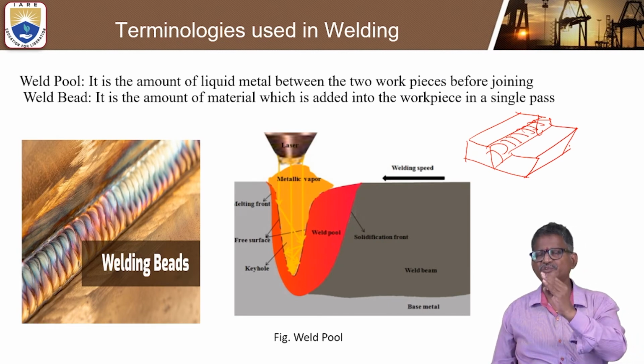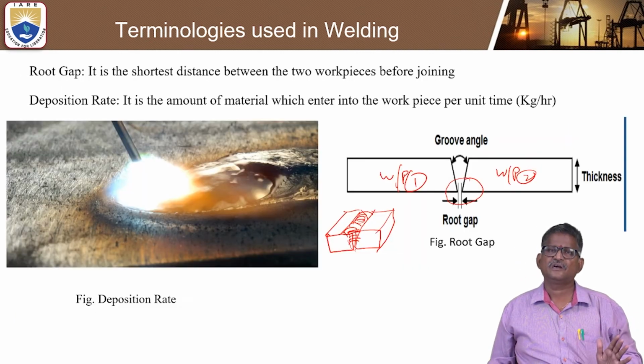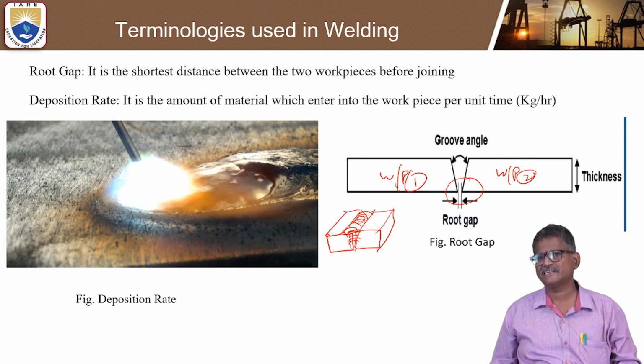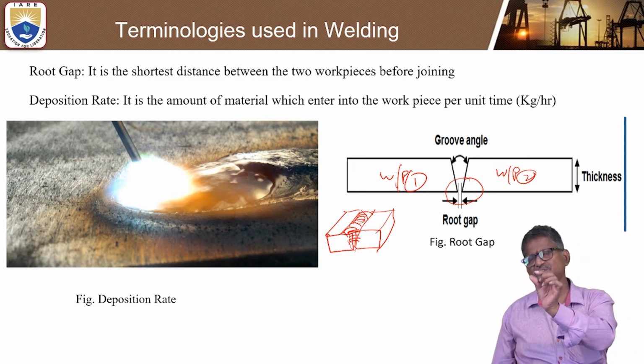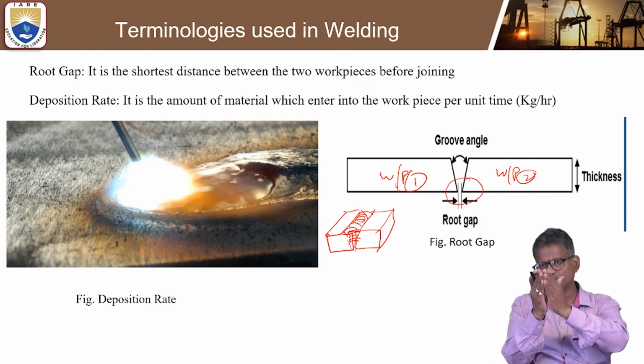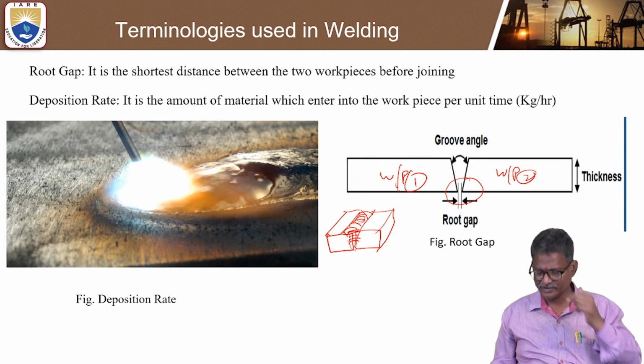And this is the difference between the weld pool and weld bead. The weld pool is in red color, and the weld bead is the thickness of material which is added to the workpiece in a single pass. Similarly, the root gap can be explained in a line diagram. It is the minimum gap at which we can join two plates or two workpieces together. Depending upon the groove angle only, the metal can be filled with the filler rod.